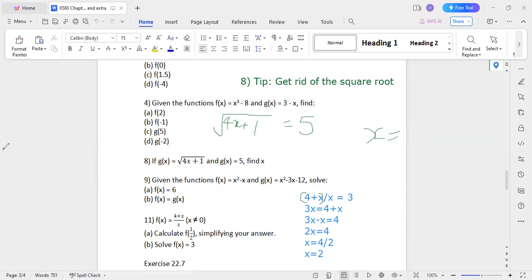Let's see for question 8. Your tip here is to get rid of the square root. The square root of 4x plus 1 is 5. So 4x plus 1, once you square it, is also equal to 5 squared. So what do you get for x?